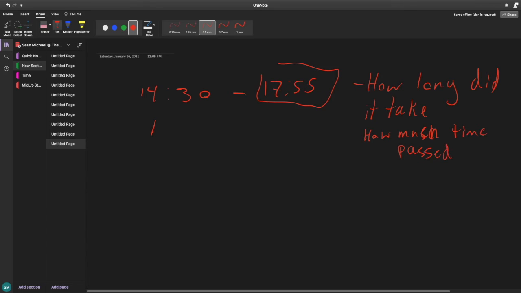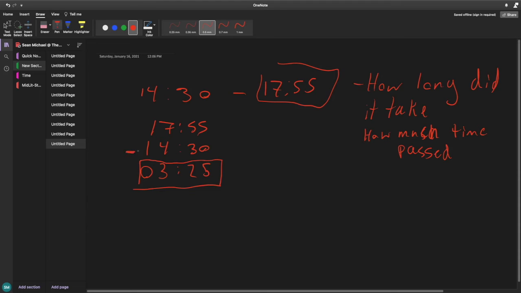Then all you're going to do is subtract, right? 1755 minus 1430. You'll get 5 here, you'll get 2 here, and then you'll see 3 here, and this is 0, and that's your answer. So you're just subtracting. Make sure you're subtracting when you're trying to find out time elapsed, and that is what you get.